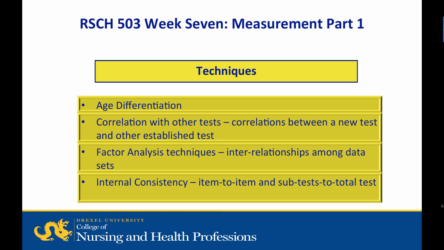In exploring construct validity of an instrument or test, an investigator must consider age differentiation, correlation of test scores with other tests, that is, correlation between the new test and older, more established tests, factor analysis techniques, which are used to determine the various subcomponents of a construct of interest, and internal consistency tests, that is, item-to-item scores in the instrument and sub-test scores to total scores in the instrument.